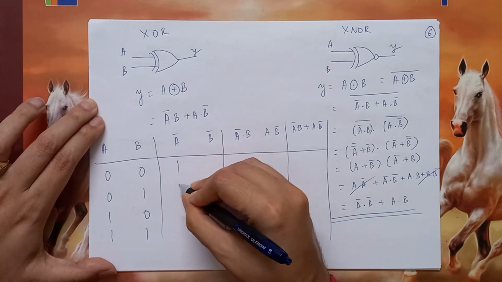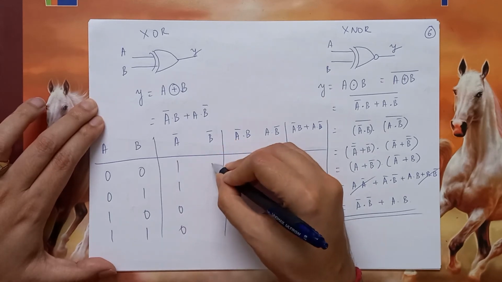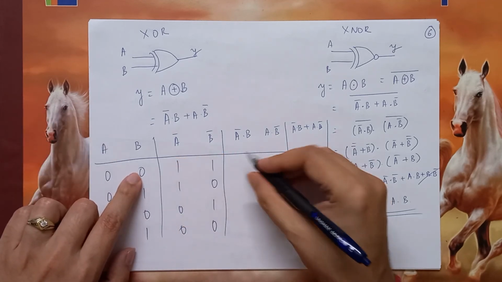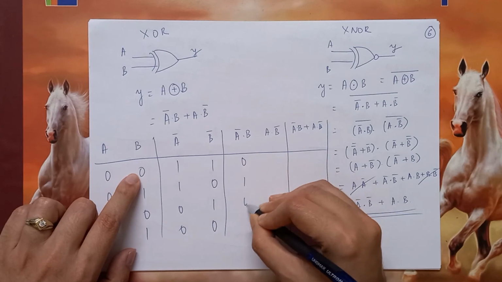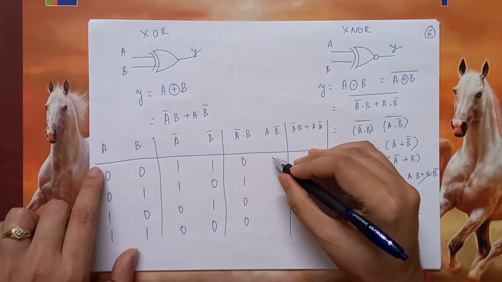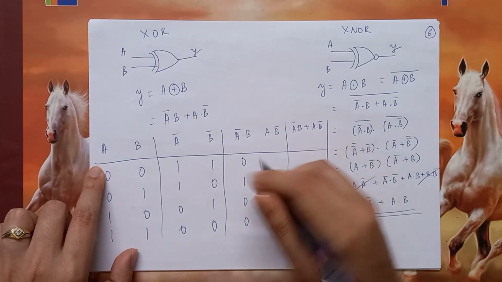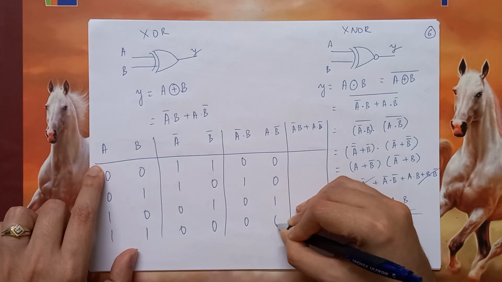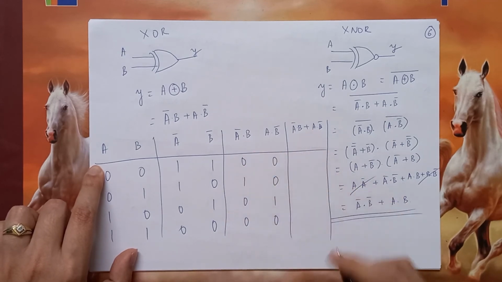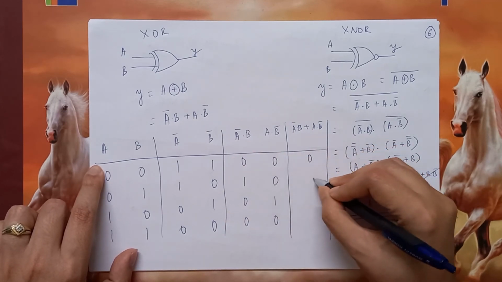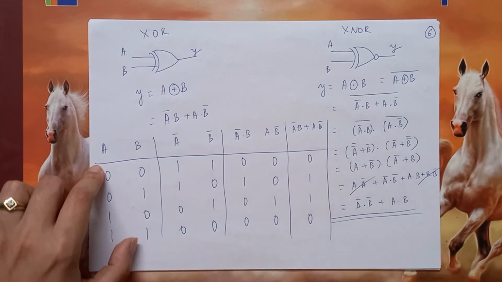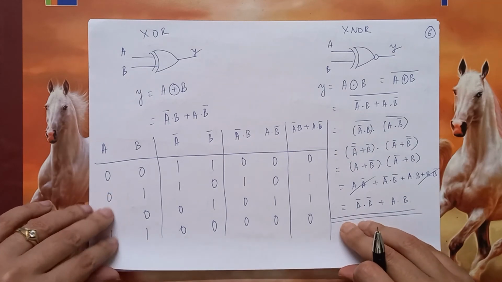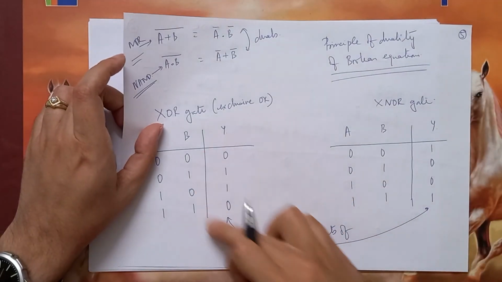So A bar will be 1 1 0 0, B bar will be 1 0 1 0. So A bar dot B will now be 0 1 0 0, and A dot B bar will be these two, 0 0 1 0. So we need to OR these two to get this, which is now 0 1 1 0, which is exactly the same as what we had derived for the XOR in the previous page, which is this.